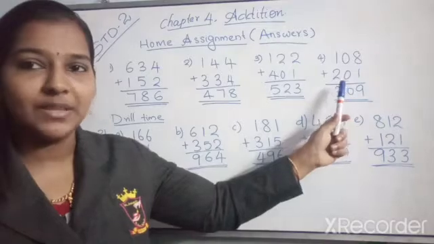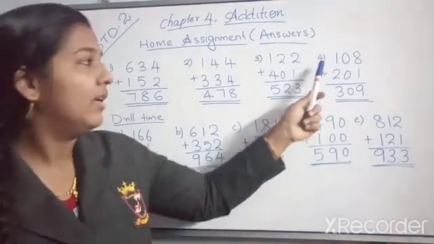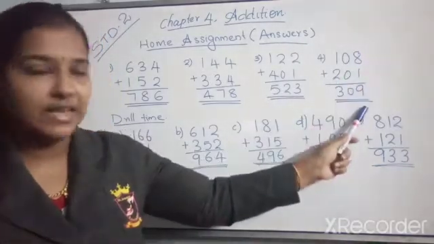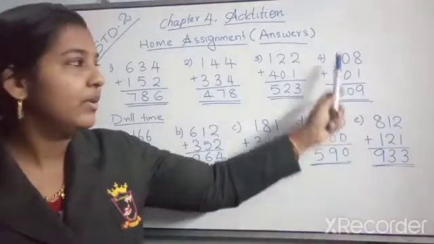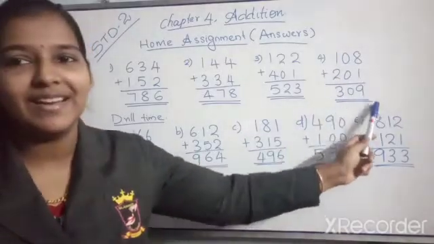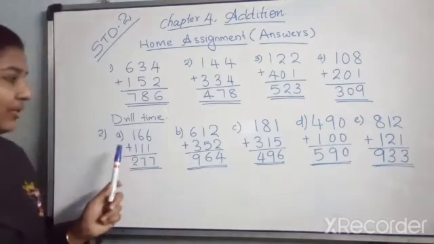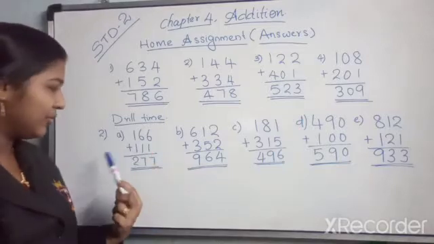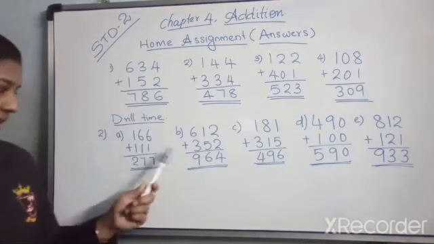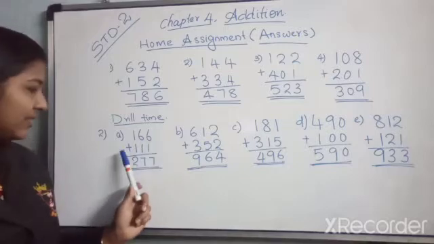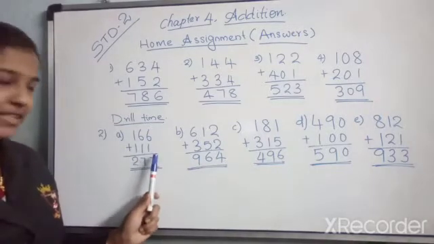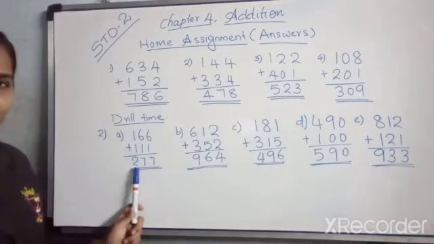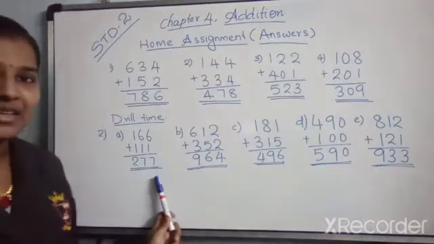Now look at the next question. 108 plus 201. So 8 plus 1 is 9. Then 0 plus 0, 0. Then 1 plus 2, 3. So 309 is the sum. Now next question. This question is from drill time, question number 2. The first part of this question, 166 plus 111. So add from ones place. 6 plus 1, 7. 6 plus 1, 7. 1 plus 1, 2. So 277 is the answer.